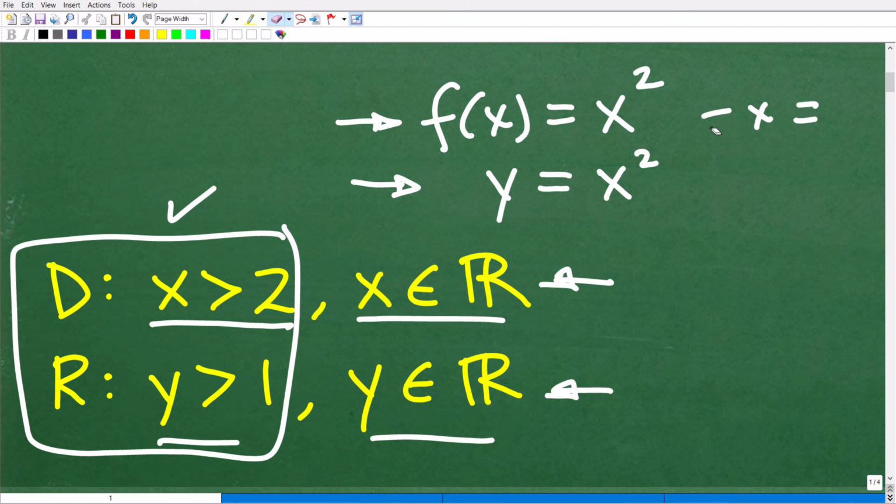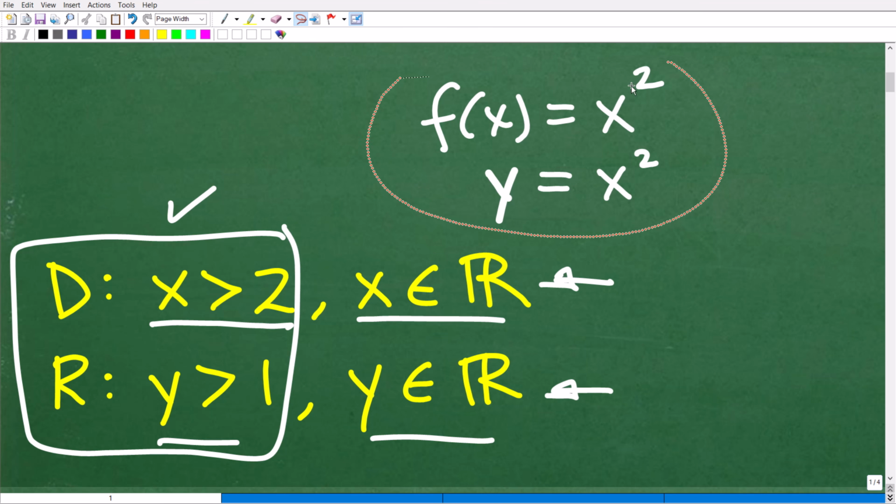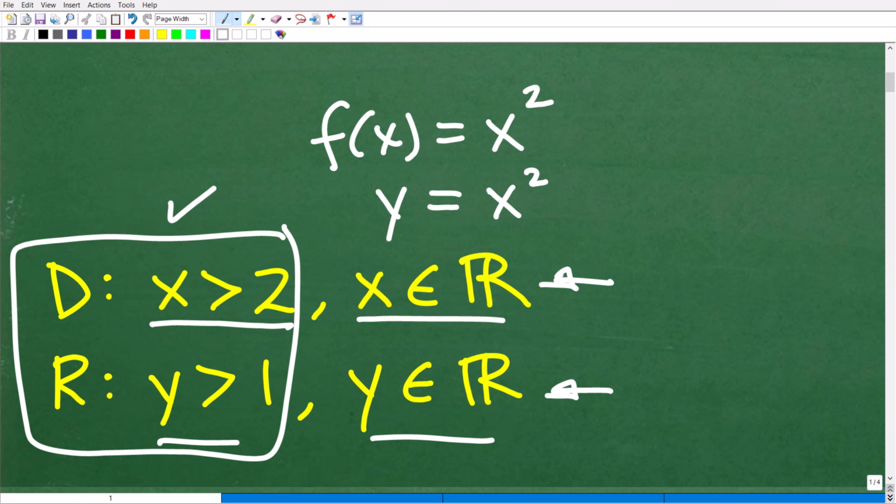Now, if we take a look at the graph of this, hopefully you remember that the graph of y equals x squared is a basic parabola. Let me just erase.